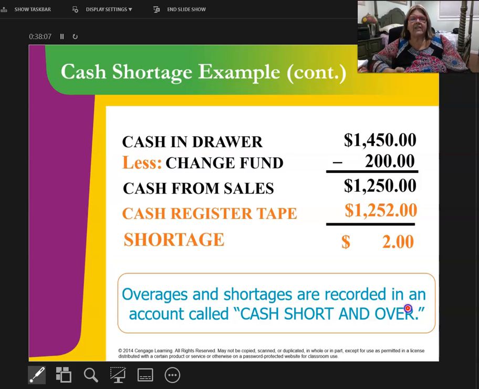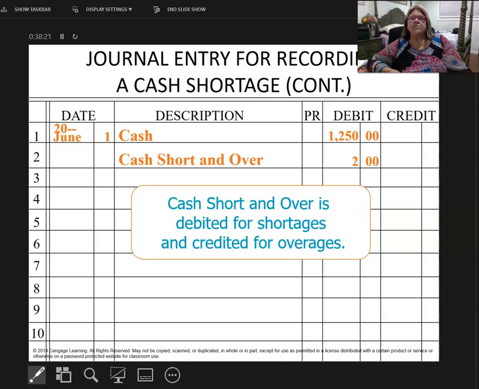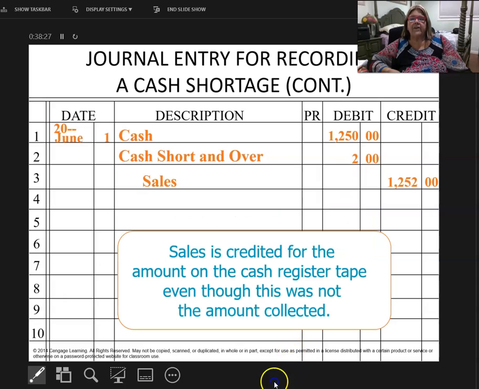So let me show you the exact same journal entry where I've got $1,250 cash, but my tape says my sales should be $1,252. So here's what it's going to look like. There's my cash. There's my cash short and over. Notice because it was short $2, I put it on the debit side. And there's my sales account. Okay? So now my debits equal my credits. Because I was short, it goes on the debit side. If I'm over, it goes on the credit side.